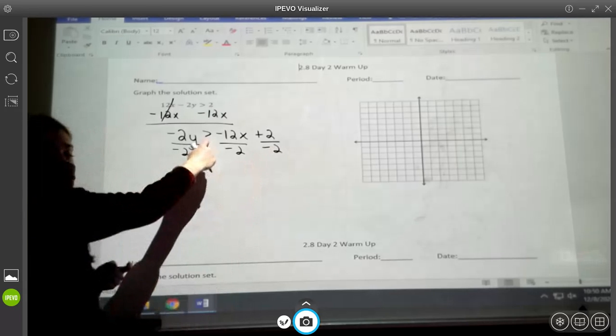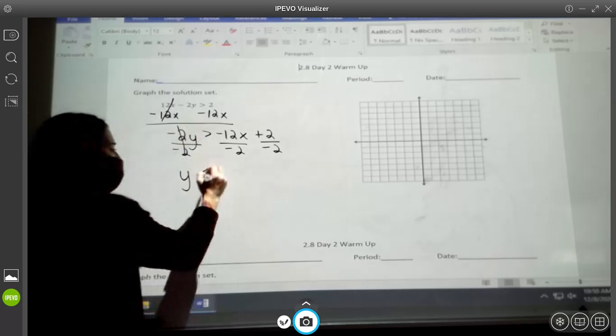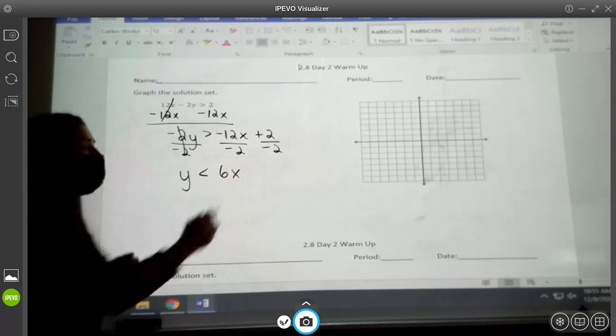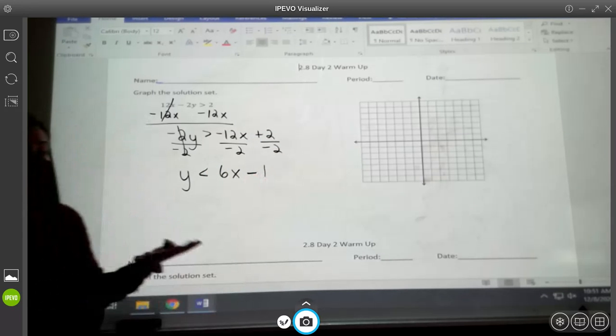That means we have to flip that symbol. So it's going to be y, symbol flips around, negative 12 divided by negative 2 is positive 6 times x, and then positive 2 divided by negative 2 is negative 1. So now we're going to graph this line.